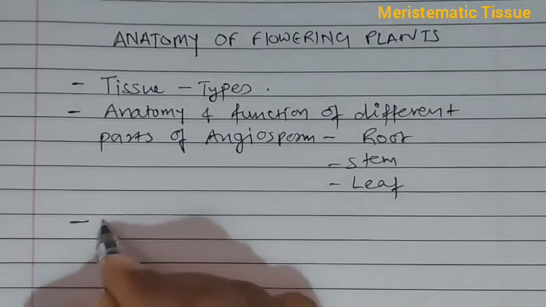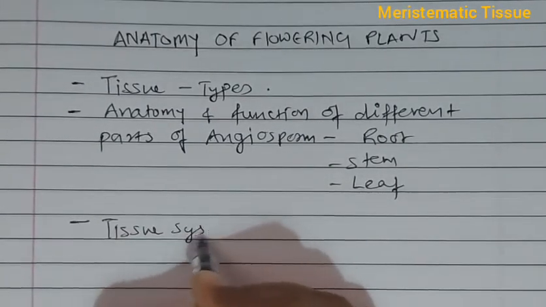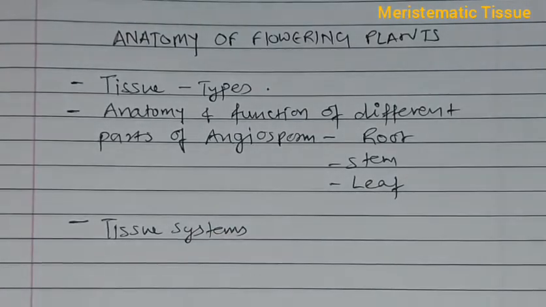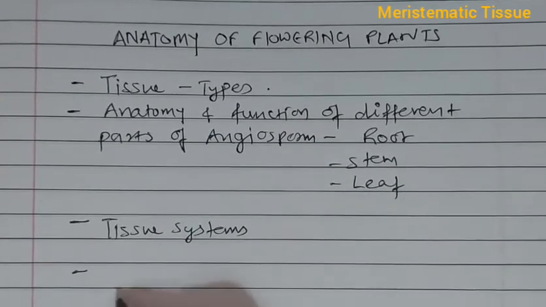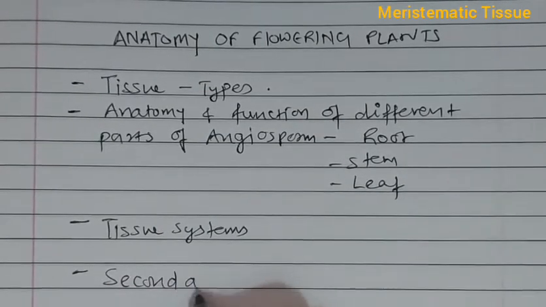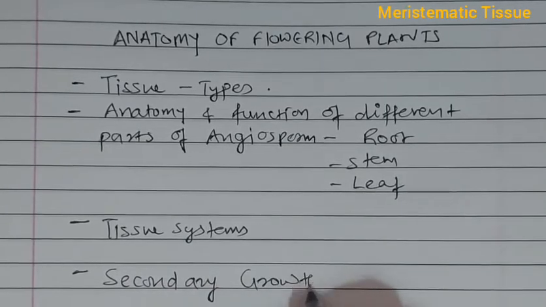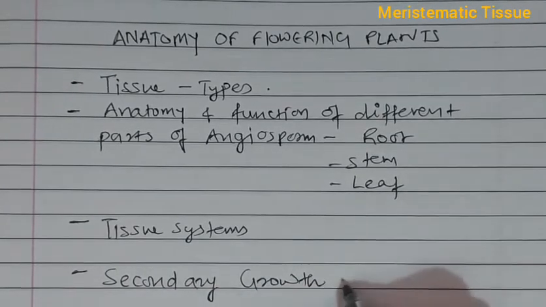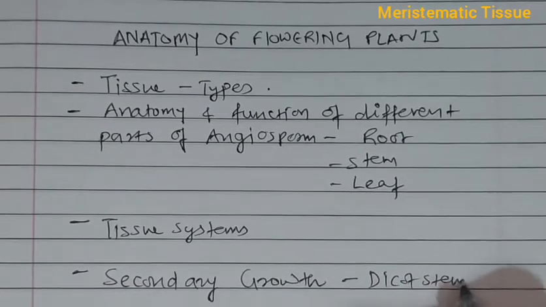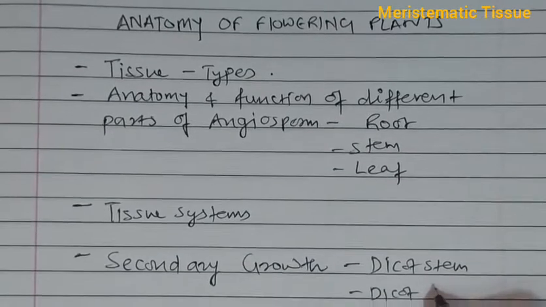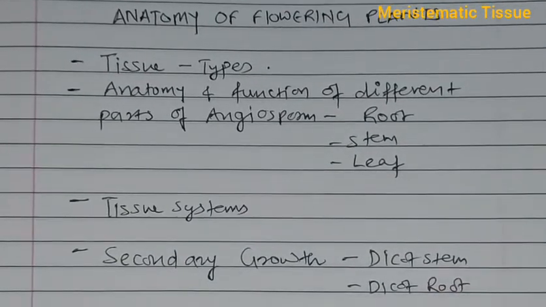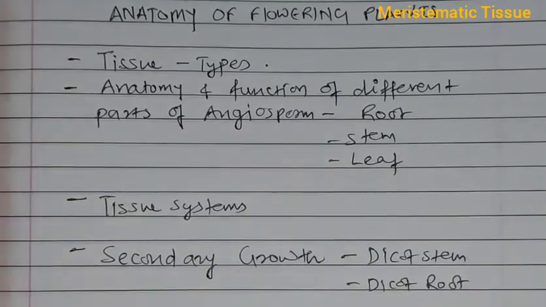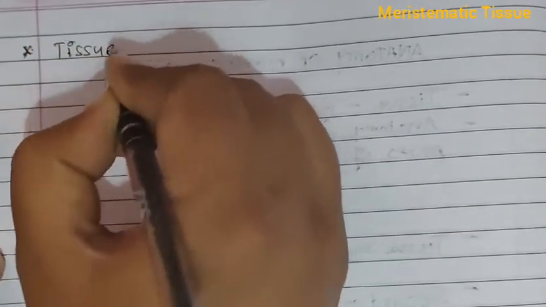Then we will talk about tissue systems and their arrangements. That is how we discuss the anatomy of these different parts. Then at last we will deal with the secondary growth, that is in case of dicot stem and dicot root. This is all we are going to study in this chapter. So let's start with our first topic, that is tissues.